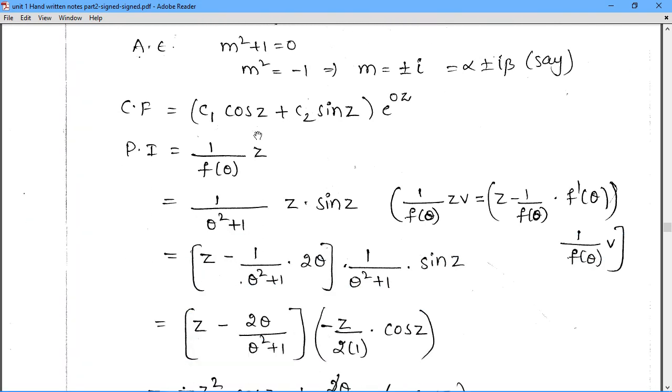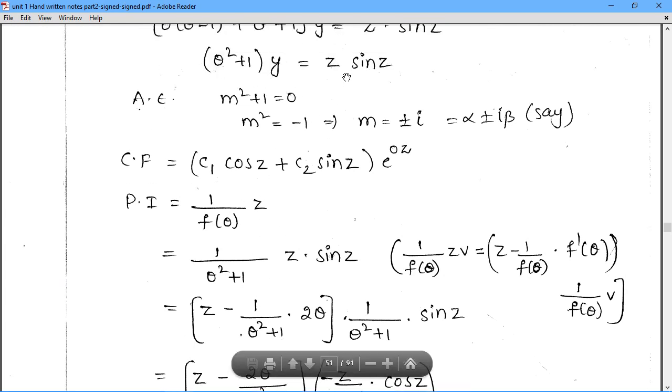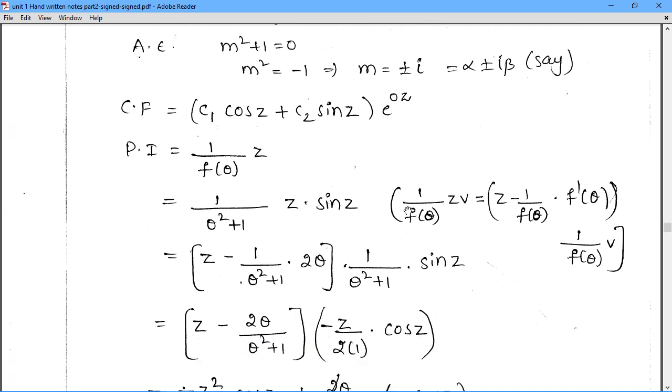Now finding PI. PI means the formula is 1 by f of theta into capital Z. So f of theta is theta square plus 1 and capital Z is the right side of the equation, that is z sin z. Now it looks like 1 by f of theta into zV, so here we have to use PI fifth case, case 5. So the particular integral fifth case formula is: 1 by f of theta zV is z minus f dash of theta by f of theta, whole bracket, into 1 by f of theta into V. This formula we have to remember seriously.